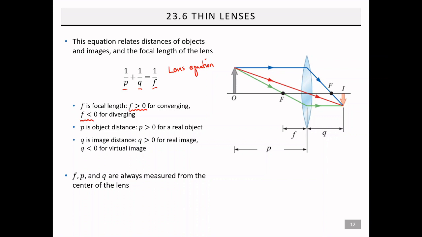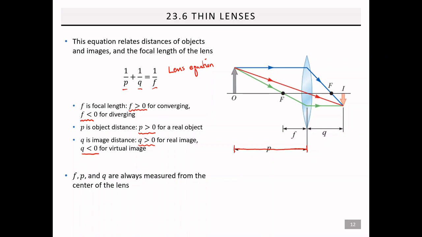The majority of the situations we're going to consider will be a real object, so we will almost always take p greater than 0 for the object distance. That's the distance from the object to the center of the lens. Q is the image distance. If it's a real image where all of the outgoing rays actually meet, then Q will be a positive number. If it's a virtual image where you have to trace back the outgoing rays, Q will be a negative number.